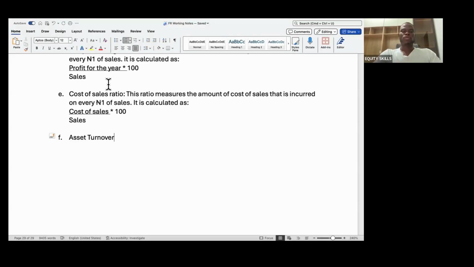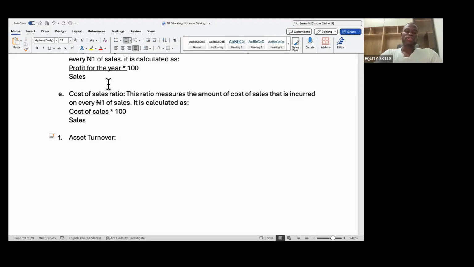So I was now comparing it with gross profit margin. That if your gross profit margin is 20%, your cost of sales ratio will be 80%. Because that's the balance. Your gross profit is sales minus cost of sales. So if gross profit is 20% of sales, cost of sales is definitely the balance of 80%.